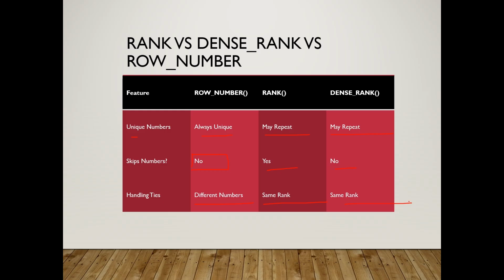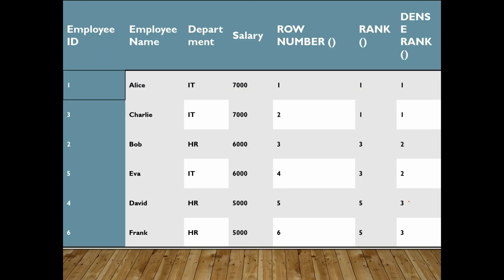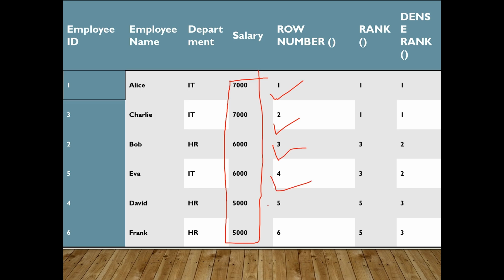We can go with a more detailed example. In this data there is an employee list, and we order by the salary. This is the ROW_NUMBER. Here you can see there is no skipping of rows. Based on the salary, it is getting a row number.